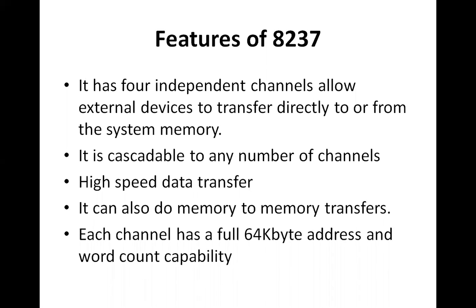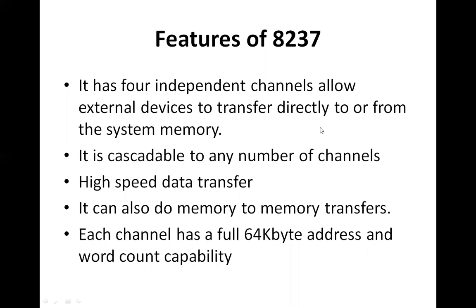Now, these are some important features of the 8237. As mentioned earlier, it uses 4 independent channels and allows external devices to transfer data directly either to or from the system memory. Means both things are possible. It is cascadable to any number of channels, meaning that since one 8237 controller provides only 4 channels, only 4 devices can be connected to the controller.